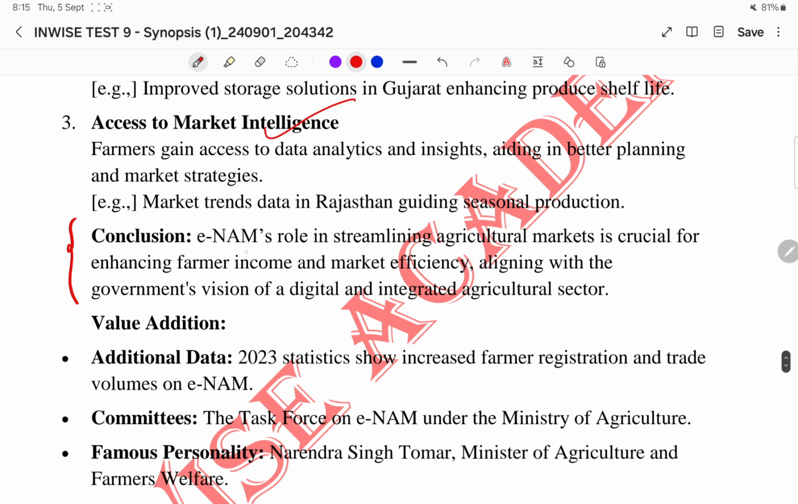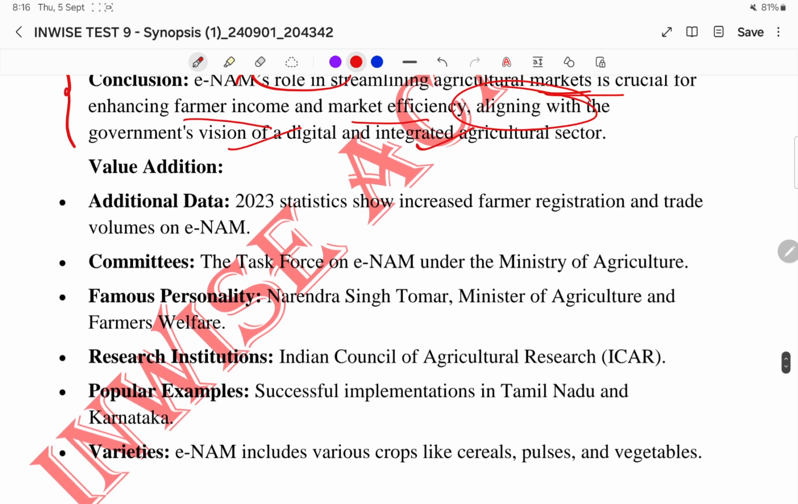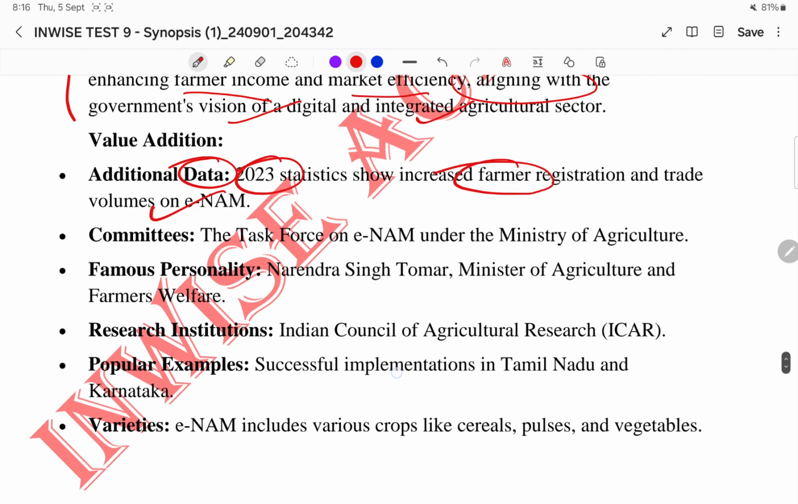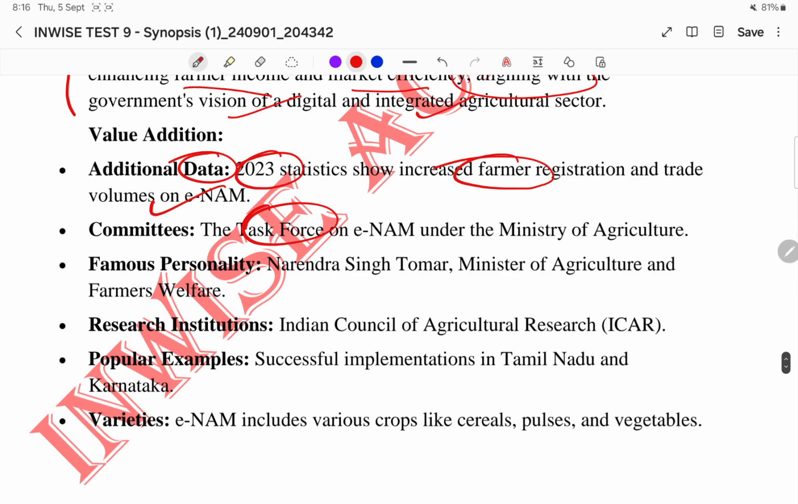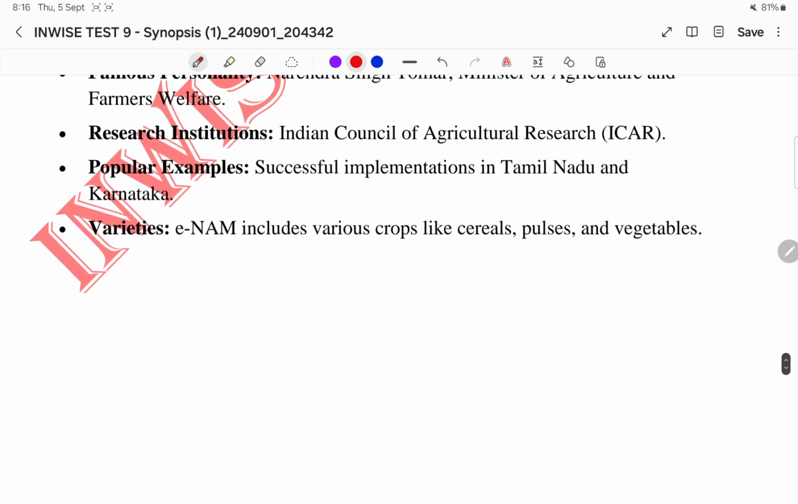Come to conclusion: eNAM's role in streamlining agricultural markets is crucial for enhancing farmer income and market efficiency, aligning with the government's vision of a digital and integrated agriculture sector. See, some data shows in 2023 statistics increased farmer registration and trade volume on eNAM. Okay, there is a task force on eNAM. Then come to research institutions also, popular examples also.